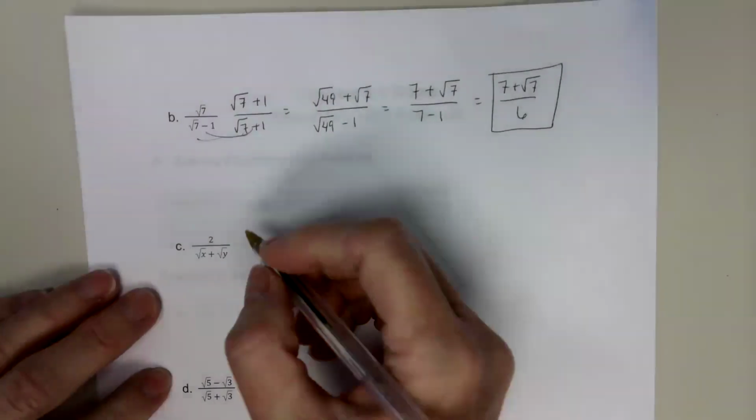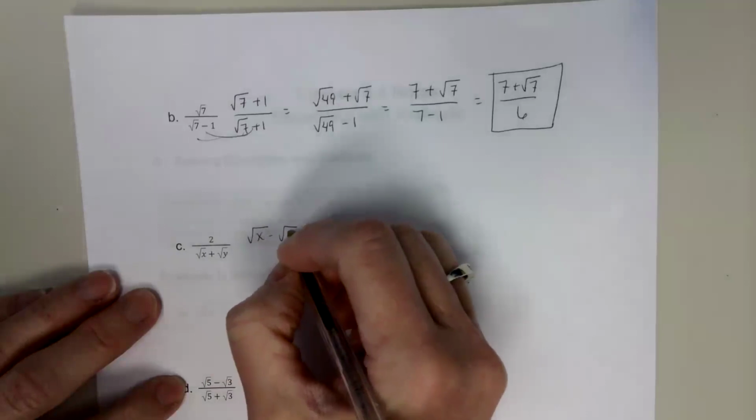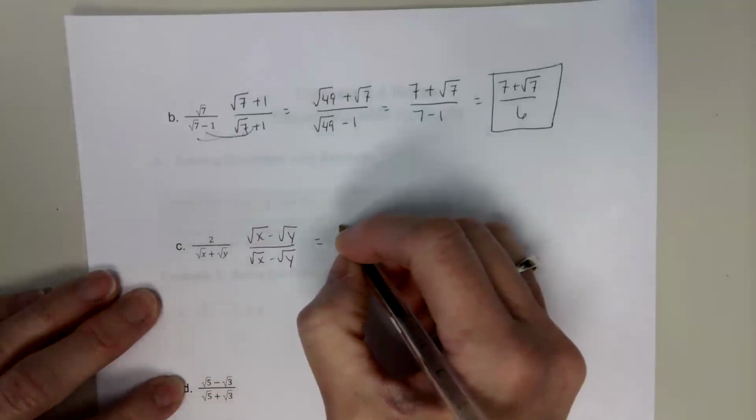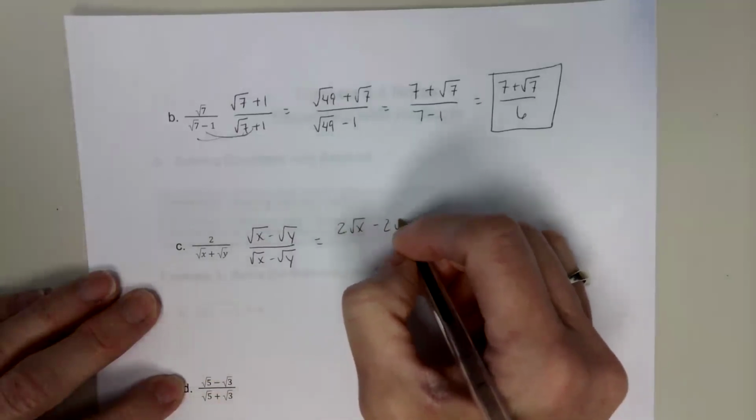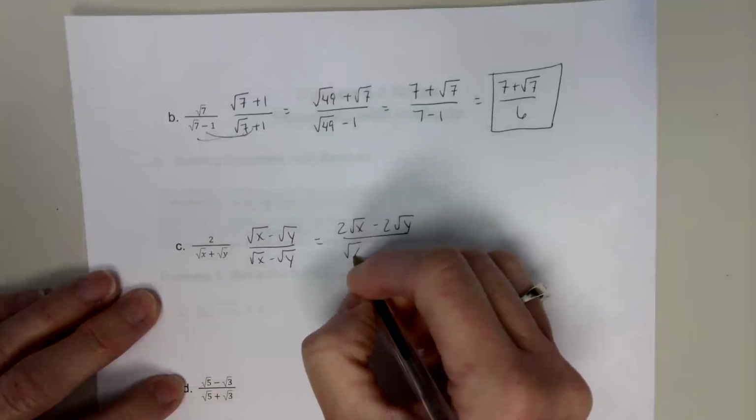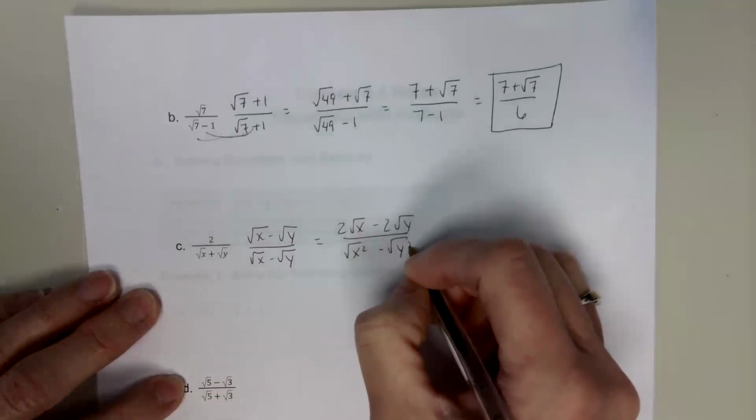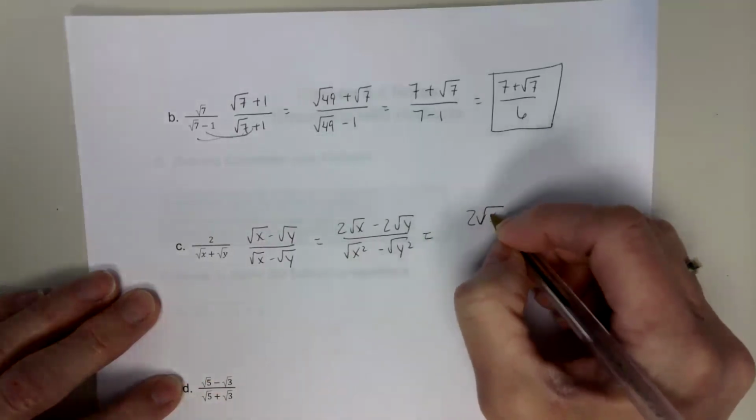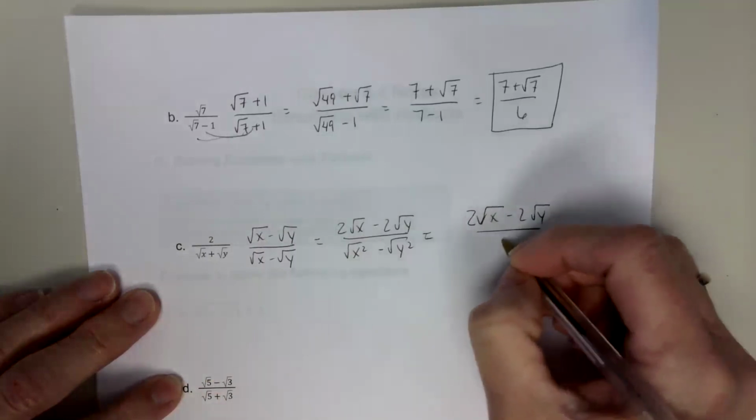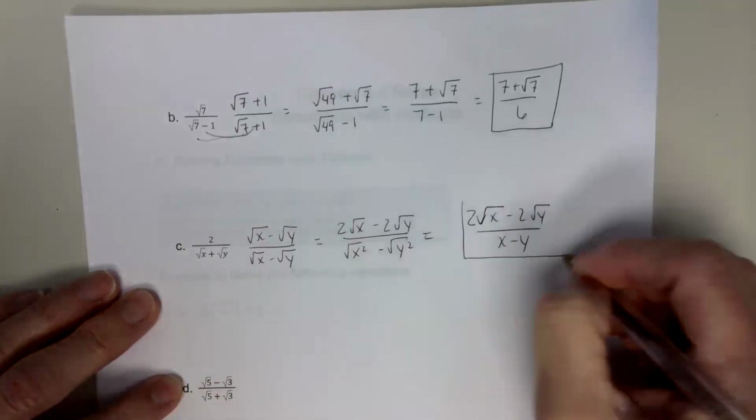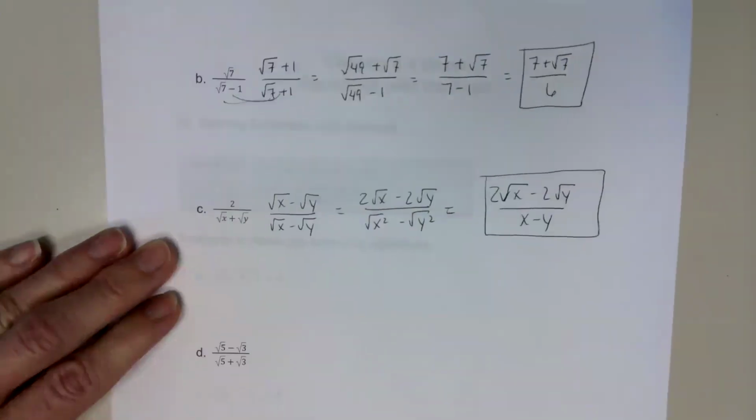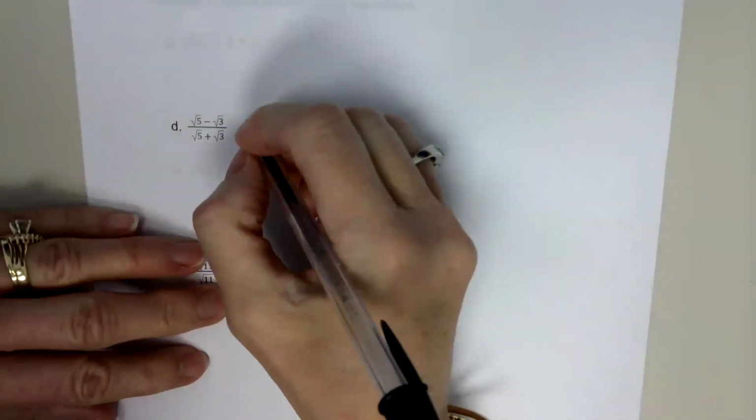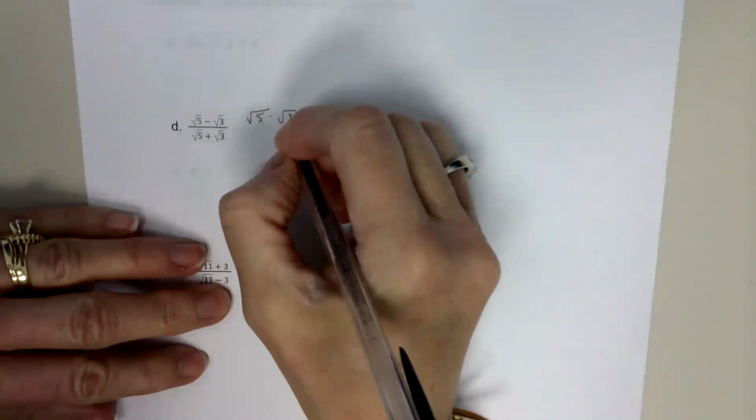The letter C here, again, we're going to multiply by the conjugates. Lots of practice with conjugates. So we're going to distribute that 2. And that's our final answer there. And another set of multiplying by the conjugates.